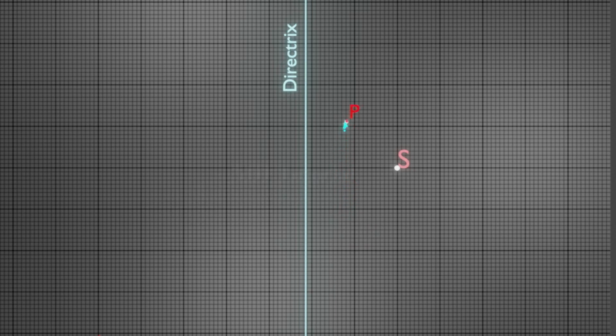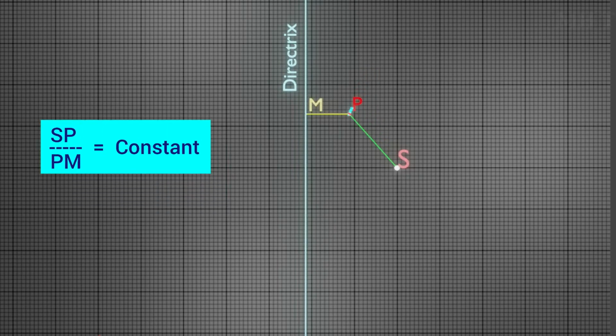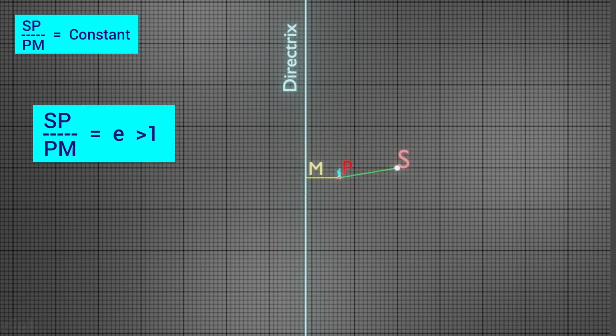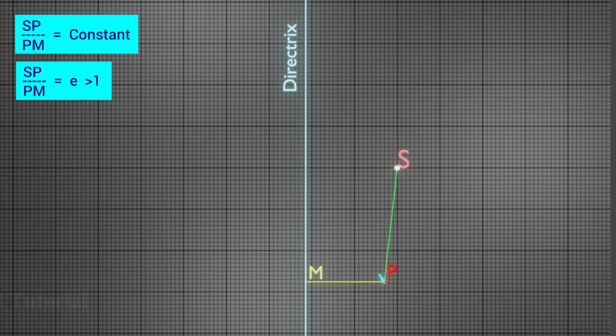Now, if P moves in such a manner that, at each and every position, the ratio of the distance from the point P to the focus S, that is SP, and distance from the directrix, that is PM, remains fixed, and also greater than 1. Then, the trajectory of the point P is called a hyperbola.